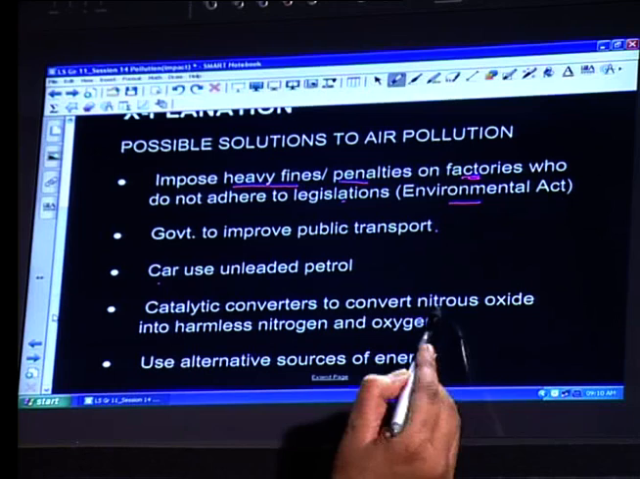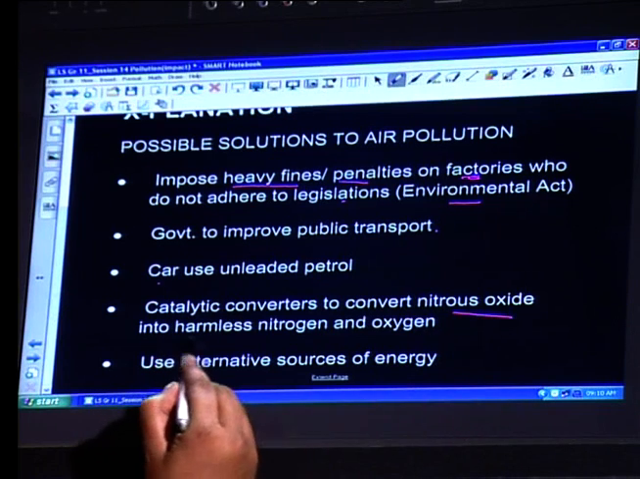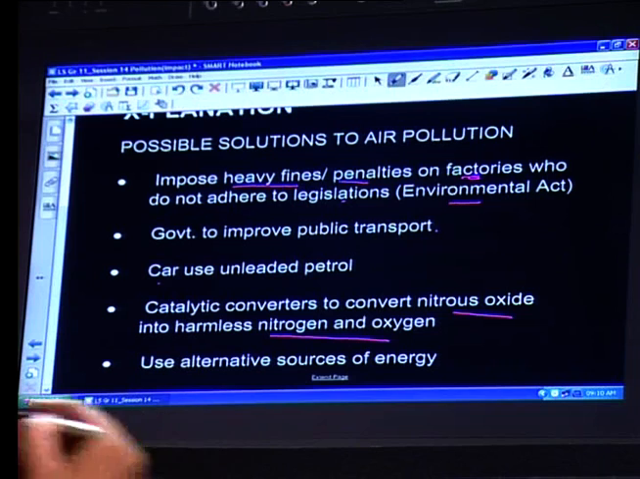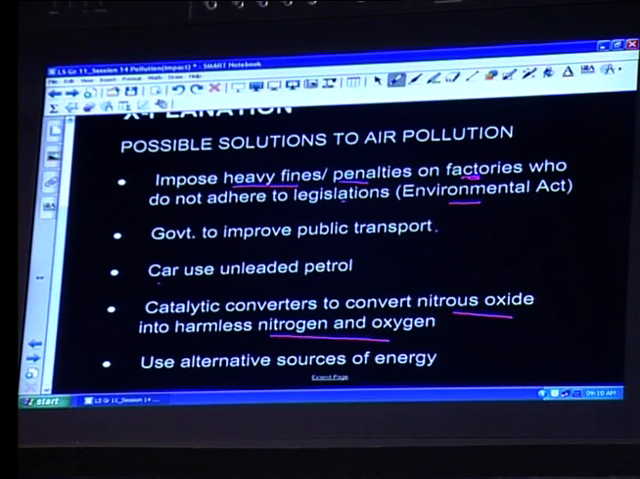Catalytic converters to convert nitrous oxide into harmless nitrogen and oxygen. Now, the new cars are a little bit more expensive because they have what we call a catalytic converter. It converts the nitrous oxide found in petrol into harmless nitrogen and oxygen, so that it does not interfere with the air itself. It does not add pollutants to the air.